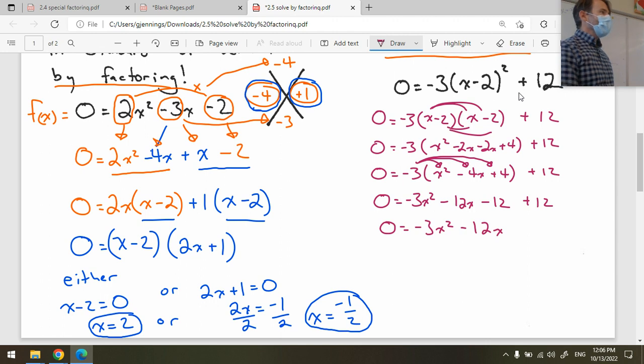Okay, so we expanded our vertex form parabola. We now have it in standard form. And we found that c was 0. So when c is 0 in the standard form, we know that it crosses the y-axis at 0. And so that was actually one of the roots. Cool, right? So it gives us this point. But by factoring, we'll find this other one. And we'll also see this one still when we factor it. So we want to factor negative 3x squared minus 12x.